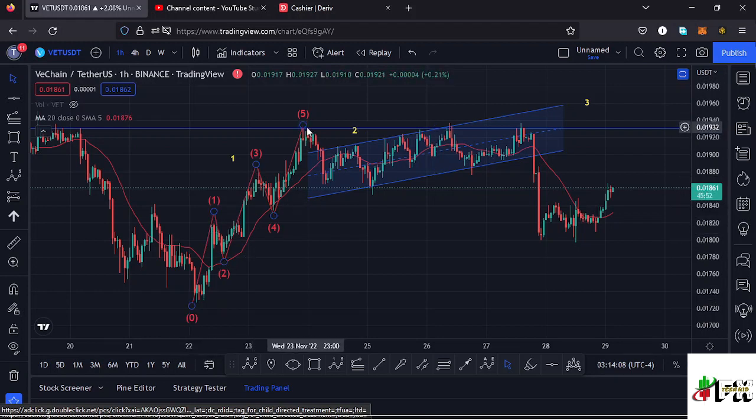I have this fractal wave over here, having a wave 5 taking us back to around the $0.019 mark. Having completed the formation of that Elliott wave structure, I'm now naming that as a higher Elliott wave count 1.